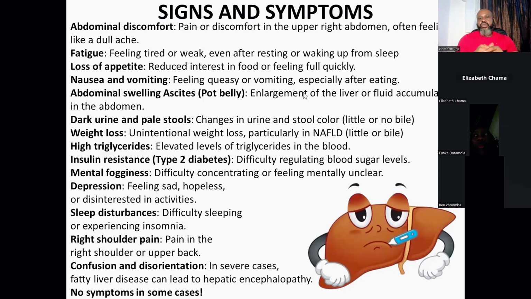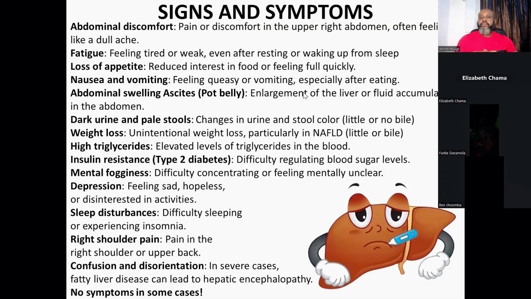Now, dark urine and pale stools, we know why we have pale stools, because you know that the bile that is supposed to be emulsifying fat or aiding fat digestion is not even available. And you know, bile is responsible for that dark brown or brownish hue that is affiliated to our feces. Then we have weight loss. Remember, it has digestive issues that come up as a result of the bile not coming out the way it's supposed to be.